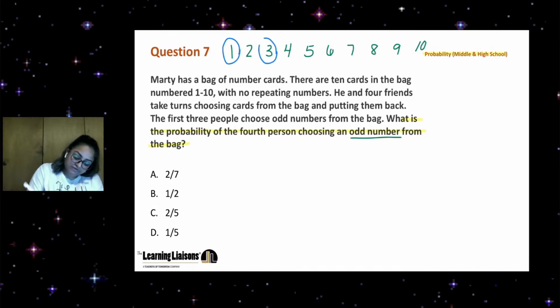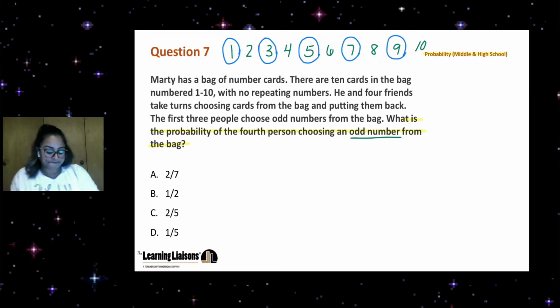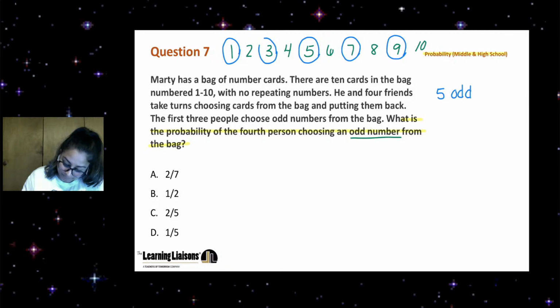So I'm going to circle all of our odd numbers. 1, 3, 5, 7, 9, right? Don't get them confused with prime numbers. 1, 3, 5, 7, 9, those are our odd numbers. They are not even. If I wrote 1 down, I do not have enough to give to 2 people. So we have 1, 2, 3, 4, 5 odd numbers. And how many in total? 10 in total.